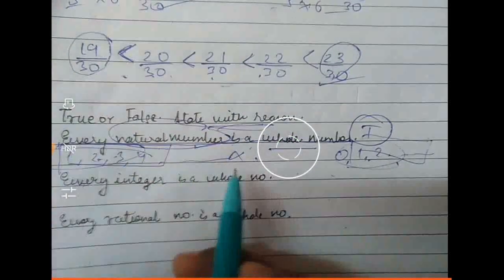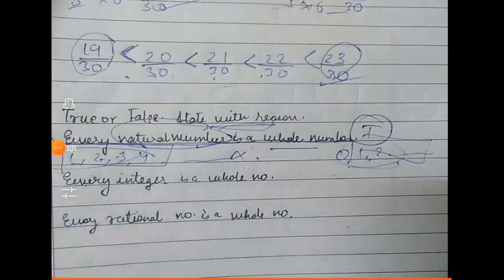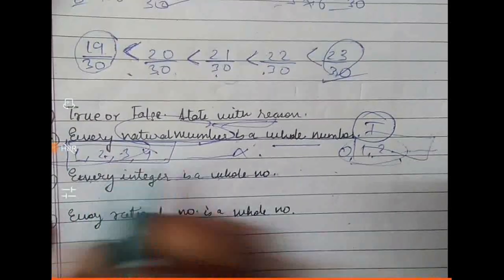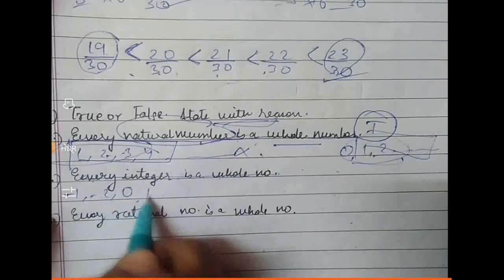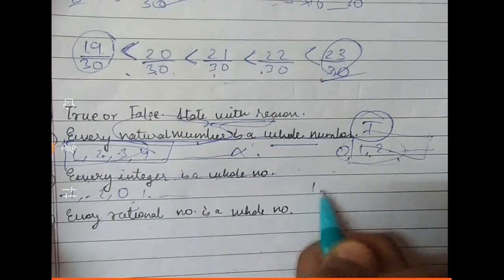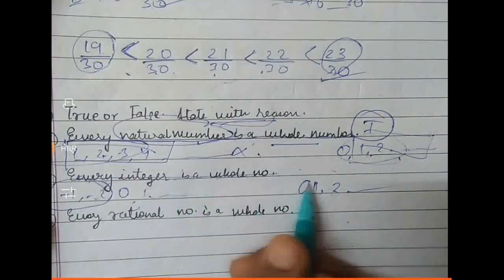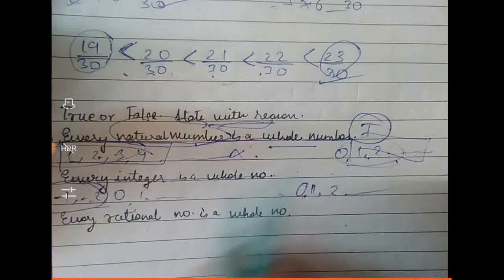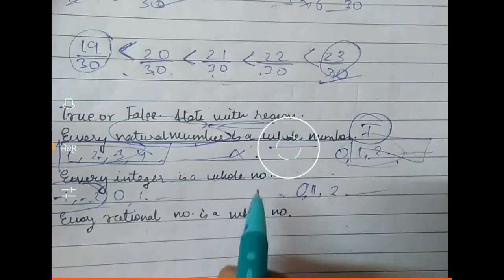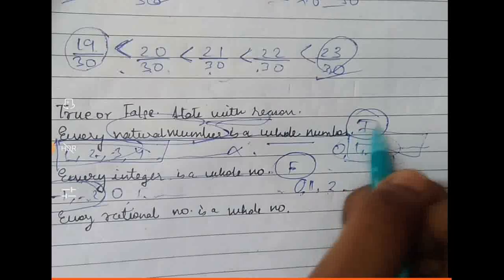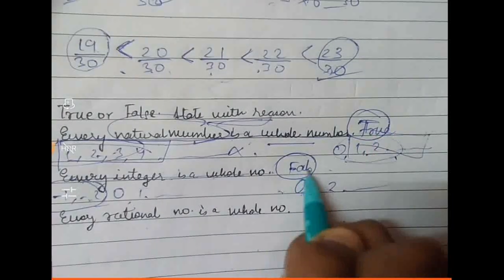Now the second question says every integer is a whole number. Integers में क्या क्या आते हैं? -1, -2, 0, 1, 2. ठीक है, whole number 0 से शुरू ही होता है. तो क्या ये -1, -2 इसमें पाए जाएंगे? नहीं पाए जाएंगे. अगर होता हर whole number integer तो yes, but is every integer a whole number? So this statement is false. ठीक है, ये true है, ये false है.